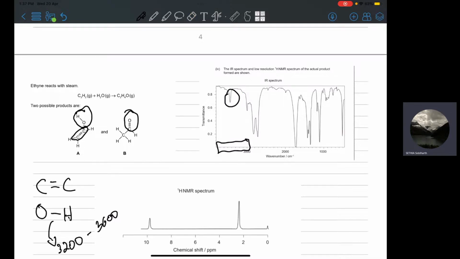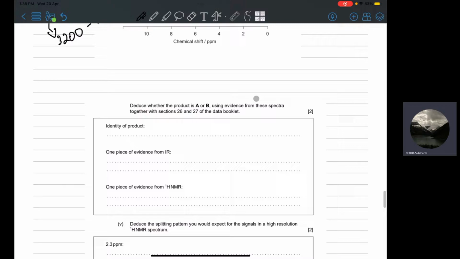No, we do not. We see a small peak over here, and a small peak over here. That does not signify anything. So that clearly indicates to us that this mystery compound does not have an OH present. It does not have a C double bond C present because the peaks are just not there. So we can automatically eliminate option A. So A is not going to be a product, right? In the identity of the product, you can state that A is not our product. Rather, it's going to be B. Okay.